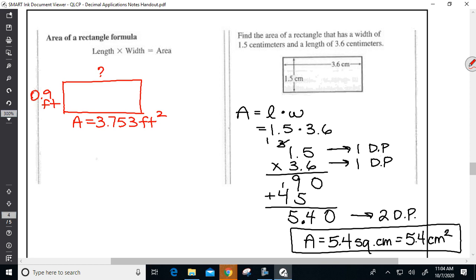So I know the length, but I don't know the width. What do you think I'm going to have to do? Now it's a division problem. If you're missing the length or the width, you're going to have to divide. So the width is the area divided by the length, which would be 3.753 divided by 0.9.